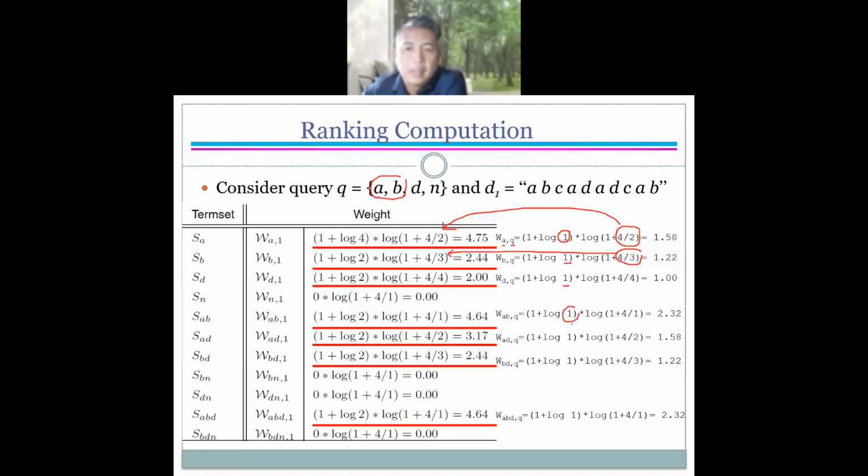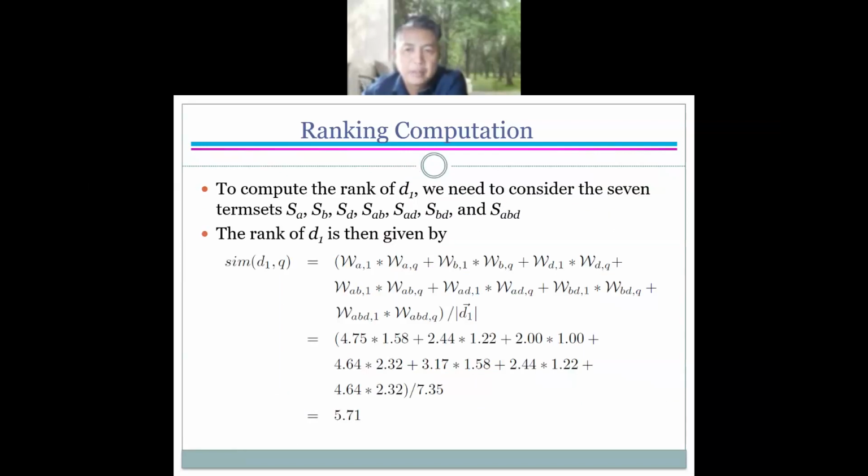So, okay. And then AD only once. Okay. And BD only once. Okay. And then this one, ABD. So we have ABD, so once. Okay. So we compute the weightage. So once we get the weightage for all of this, then we just straightforward plug into the formula. Okay.